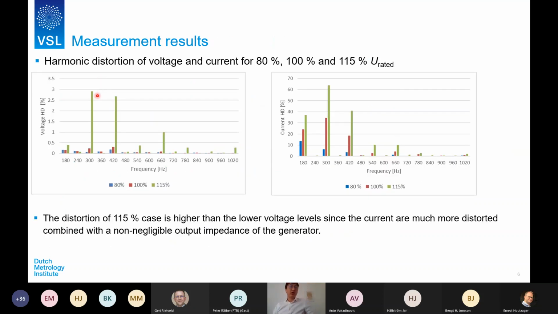Let's zoom in to the spectrum lower than 1 kilohertz. Then we can see the distortion of the 115% case. It's much higher than the other two examples, and the current is very distorted at the 5th, 3rd, 7th, 9th, 11th, etc. And because of the non-negligible output impedance, of course, we will see the distortion in the voltage as well.